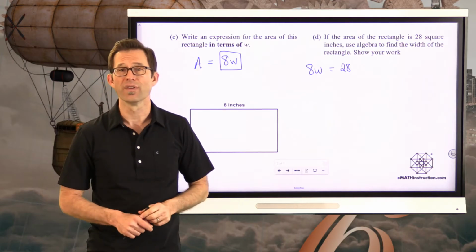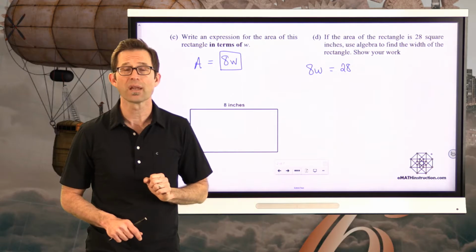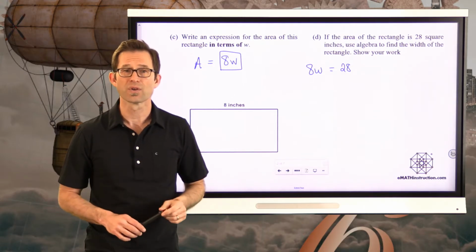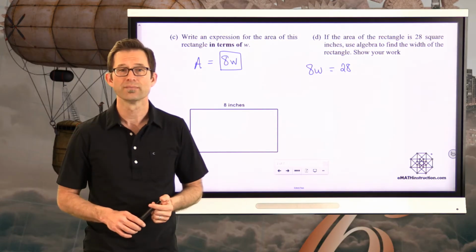I'd like you to pause the video and now solve this for w. You're going to get a mixed number as an answer, and I'd like you to express that answer in simplest form. Pause the video now and go ahead and finish this.